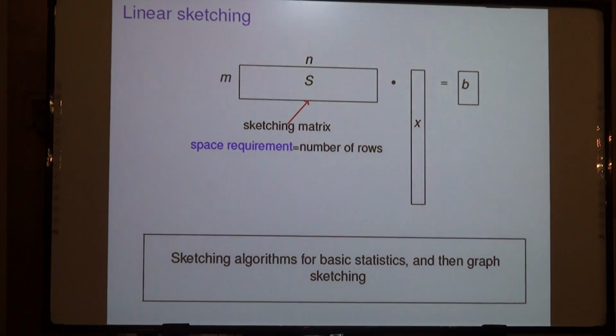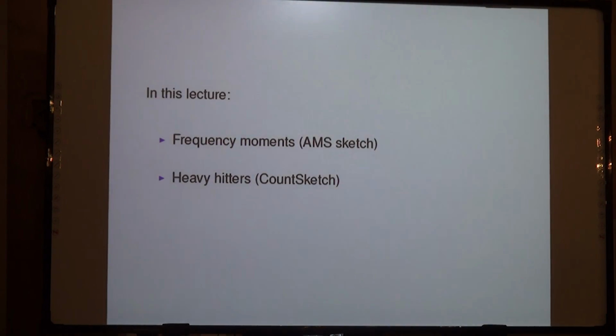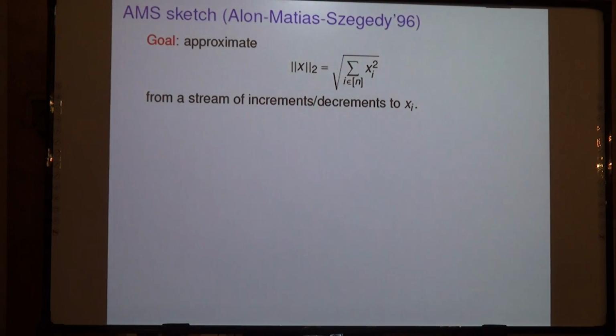is the sketching dimension. So we're designing algorithms that allow us to maintain a matrix vector product under updates to the vector x in the stream. And from the right-hand side, from this matrix vector product, which is just m numbers, usually polynomially bounded numbers, we can extract useful information about x. Good. And we're trying to get to graph sketching, which we will do very soon. Good. So in this lecture, frequency moments and heavy hitters.